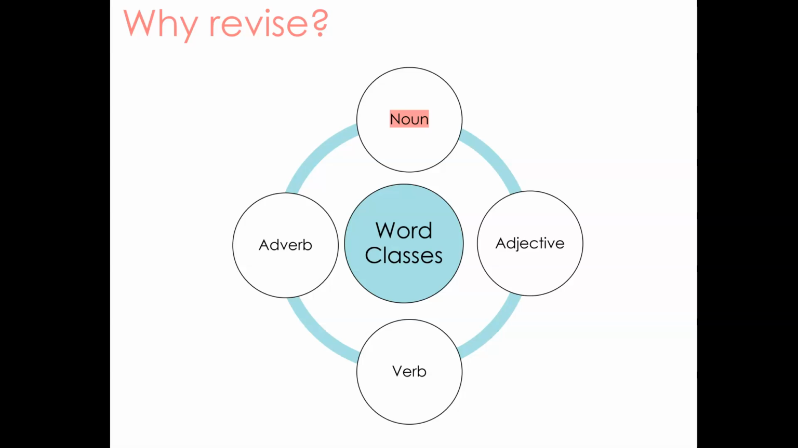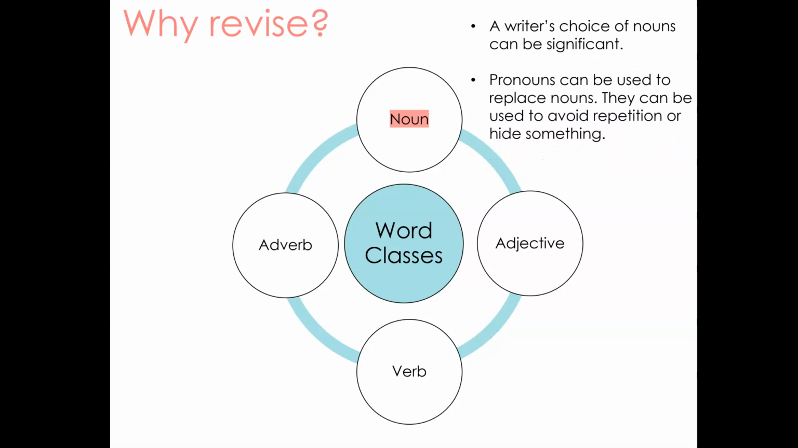Finally then, I want to say, well, why revise this? Why is it important? Well, we know for the language papers, good knowledge of language and application of precise subject terminology is helpful in terms of gaining marks. So there are things that each of these word classes do and are responsible for that help us to show we understand language. So nouns are important for creating imagery.